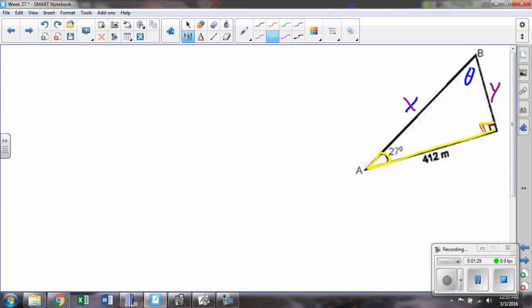And basically, do it any way you want. Pick a strategy that works. Sine, cosine, tangent, Pythagorean Theorem, the fact that angles add up to 180. We don't care which one you do first, but we need to know everything. So pick a strategy that gets you each of the different pieces.